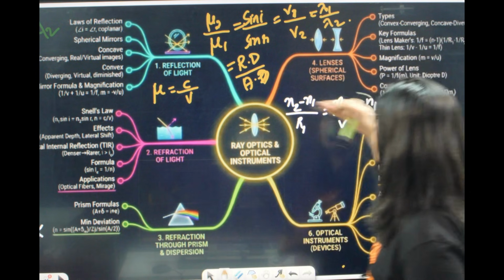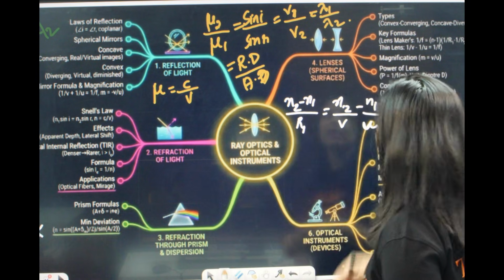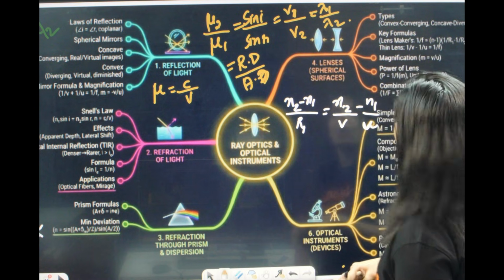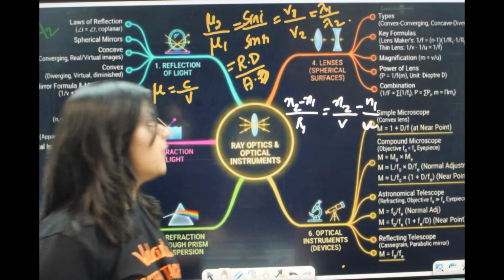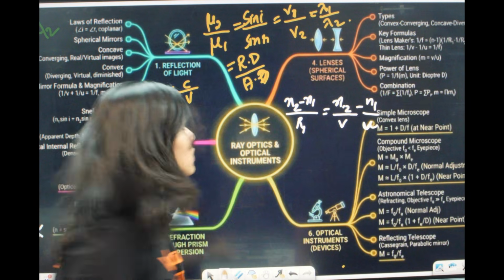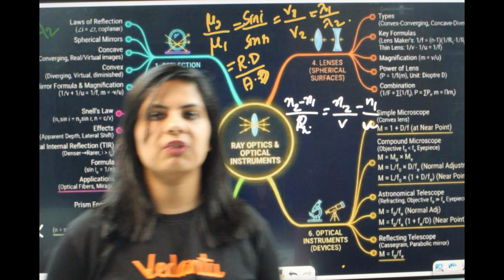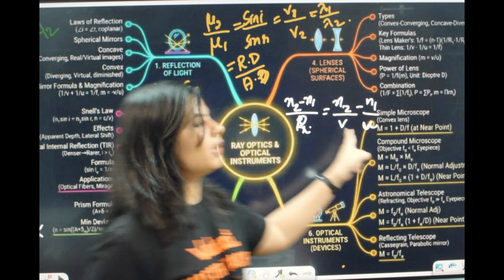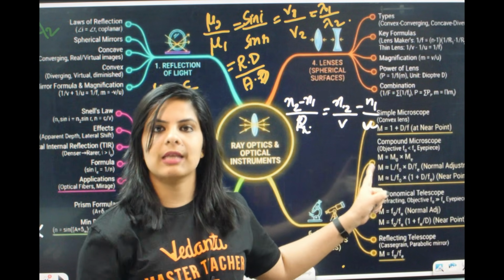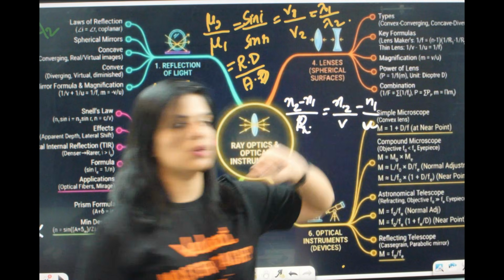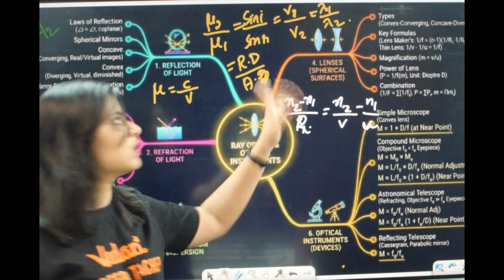Next, we apply this equation to get the lens maker's formula. In the lens maker's formula we get 1 by f equal to (n minus 1) into (1 by r1 minus 1 by r2). Here (n2 minus n1) divided by r is equal to n2 by v minus n1 by u. We apply this equation for the first surface of the lens and the second surface of the lens, and we get 1 by f equal to (n minus 1) into (1 by r1 minus 1 by r2).